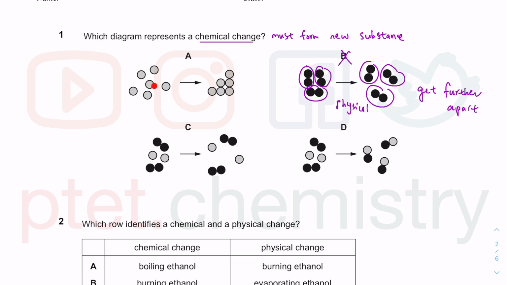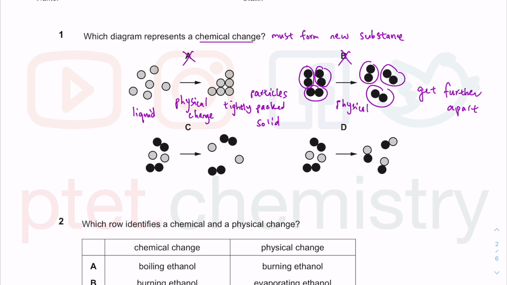Here, instead of moving apart, you're just bringing them close together. These are what you call tightly packed particles. That is going to be your solid. This one with a little bit of space in between, the particles can slide past each other. That's going to be a liquid, whereas gaseous particles are going to be very far apart, moving at very high speed. This is again change of state. This is also physical change.